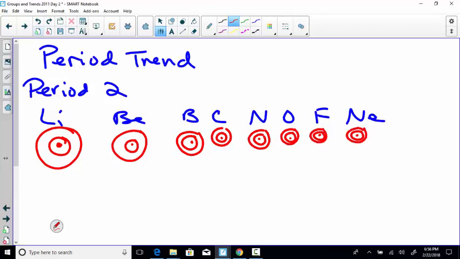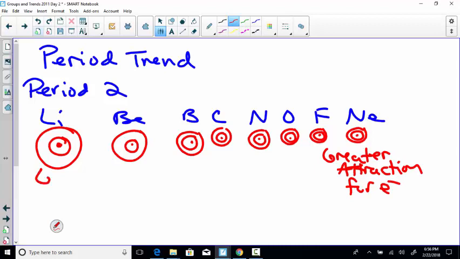So atomic size is actually going to have a lot to do with this, because if you remember, there is greater attraction for electrons over here. There's a large attraction for electrons there, and there's less attraction for electrons here. Well, if you just think about that, if I'm down at this end with neon, and there's a large attraction for the electrons, then I'm not going to be able to give up electrons very easily.